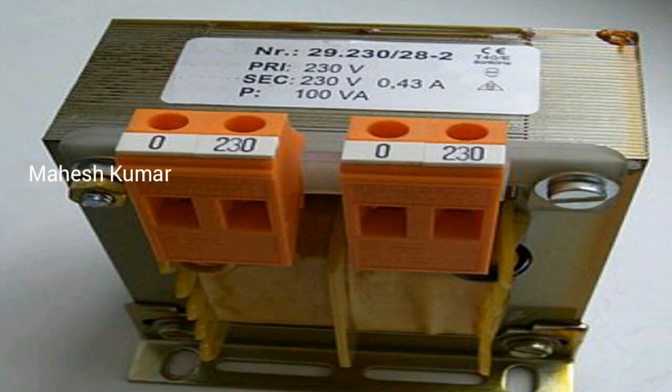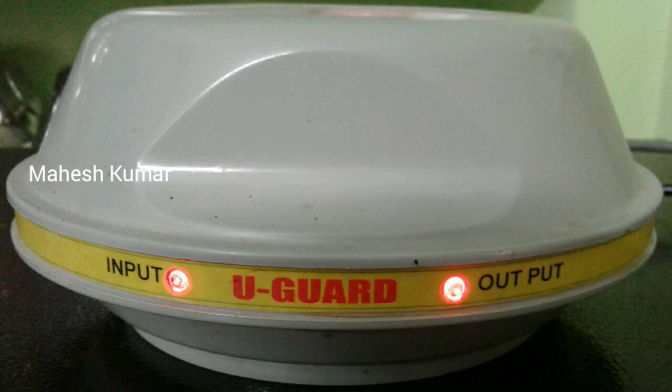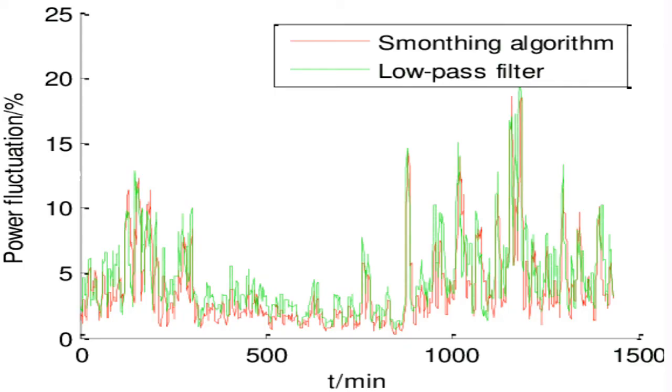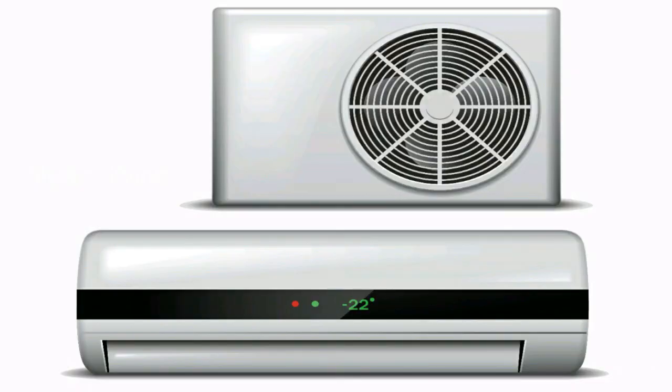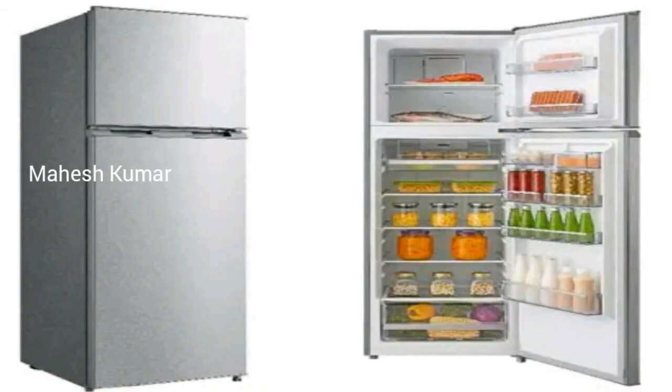In our houses, we use isolation transformers in stabilizers to protect various home appliances from unexpected voltage surges and power fluctuations. Generally, we use stabilizers for devices which are very expensive, like air conditioners, refrigerators, televisions, etc.